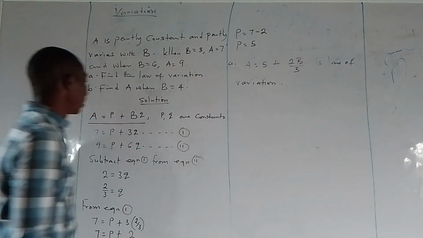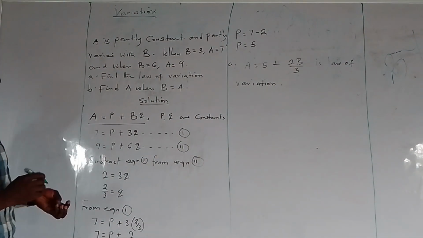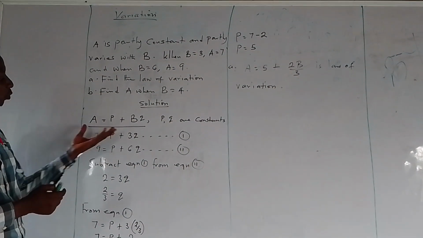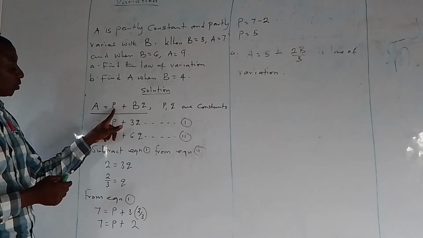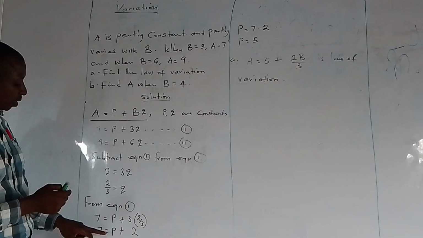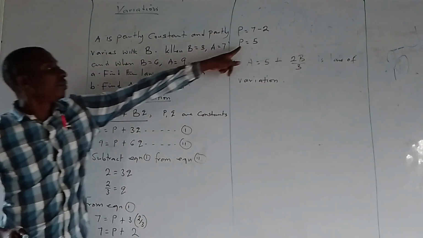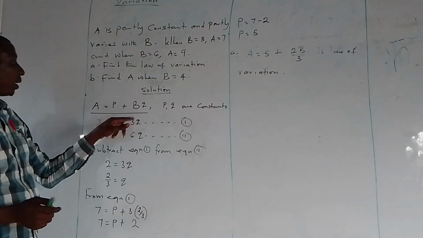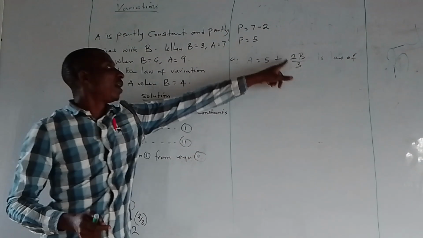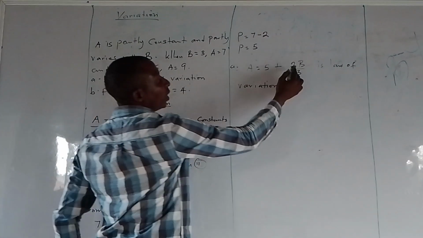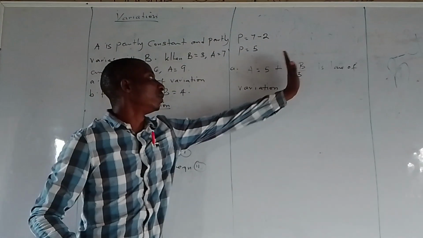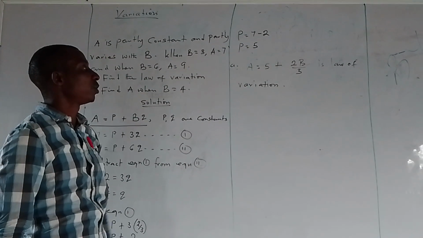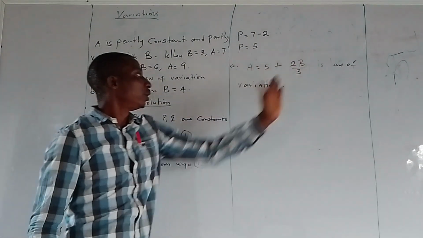Hope you can see that. If you want to get the law of variation, you come here and substitute the values of your constants. And that's what we have done. P is 5, we have it here, and Q is 2 over 3. I cannot put 2 over 3 at the back of B. It should be at the front, because if I put it at the back, it will not make sense.